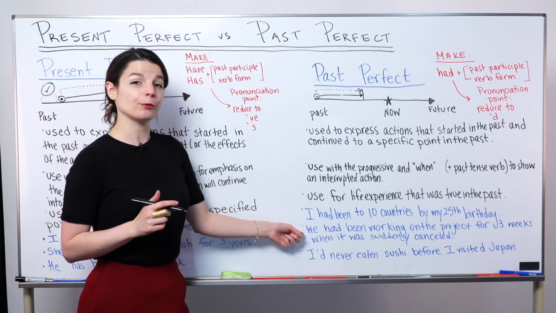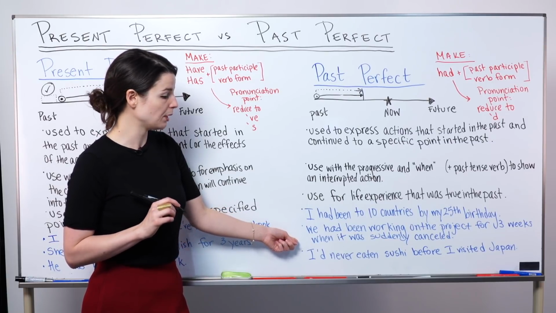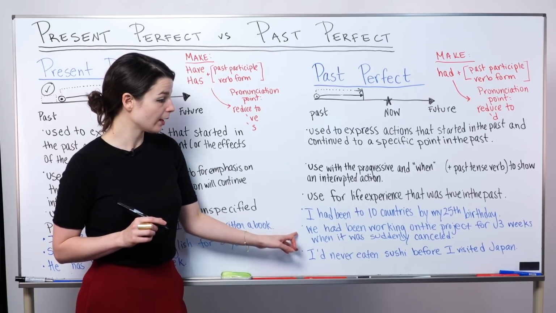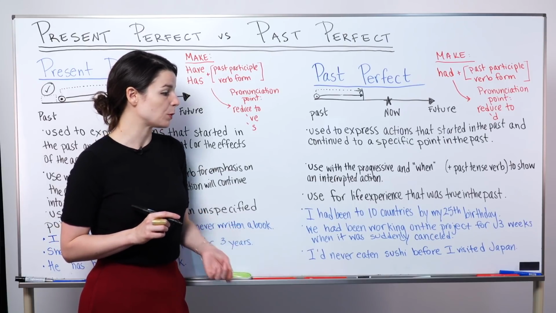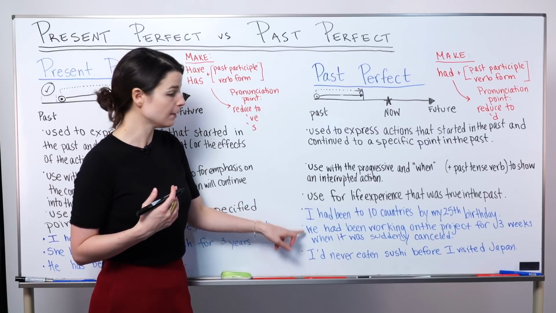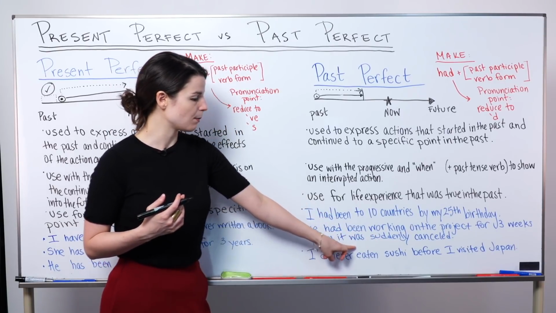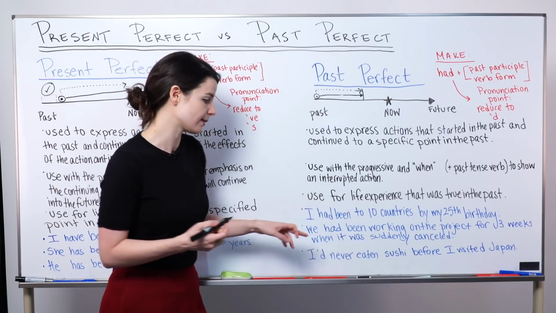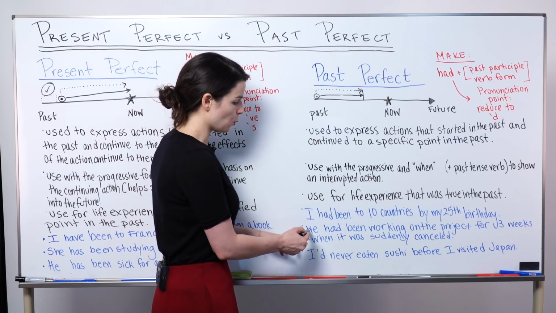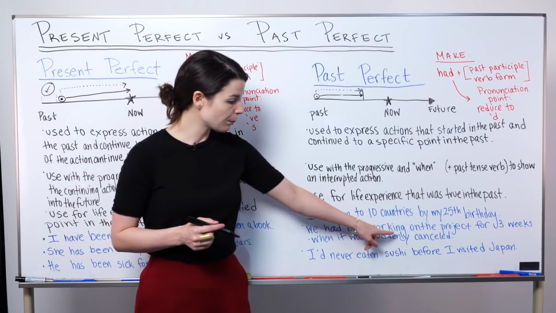Here, an interrupted action. We had been working on the project for 3 weeks when it was suddenly canceled. So here we see one of the big hint words I mentioned, this when. When comes before a simple past tense statement, in this case passive. It was suddenly canceled. So here is my past tense portion. Here I'm using we had been working. Here's my past perfect portion, again with progressive.